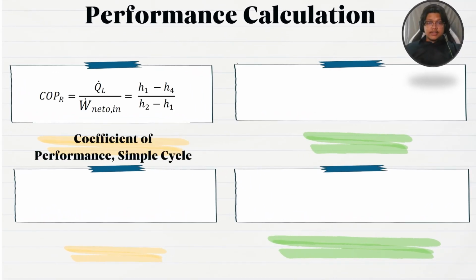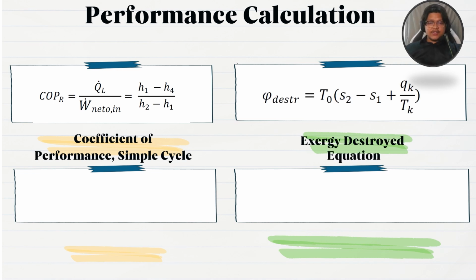Next, to calculate the coefficient of performance of simple cycle, the formula used is QL divided by W net in, which is also equal to H1 minus H4 divided by H2 minus H1, where H is equal to enthalpy. Other than that, the exergy destroyed equation also was used to calculate for each process, where exergy destroyed is equal to T naught times S2 minus S1 plus QK divided by TK.